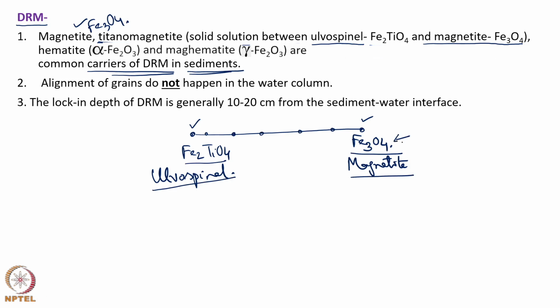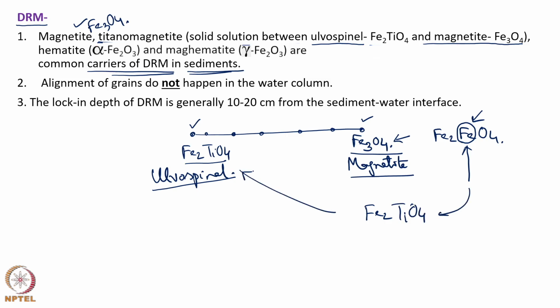We can look at the formula of Fe3O4 in this way, Fe2FeO4, and think that this position can be partly or completely replaced by Ti. For example, if I replace here Ti, it becomes Fe2TiO4, which is the formula of the ulvospinel. Now, in different proportion there can be Ti replacement, and depending on that the solid solution series can be defined.